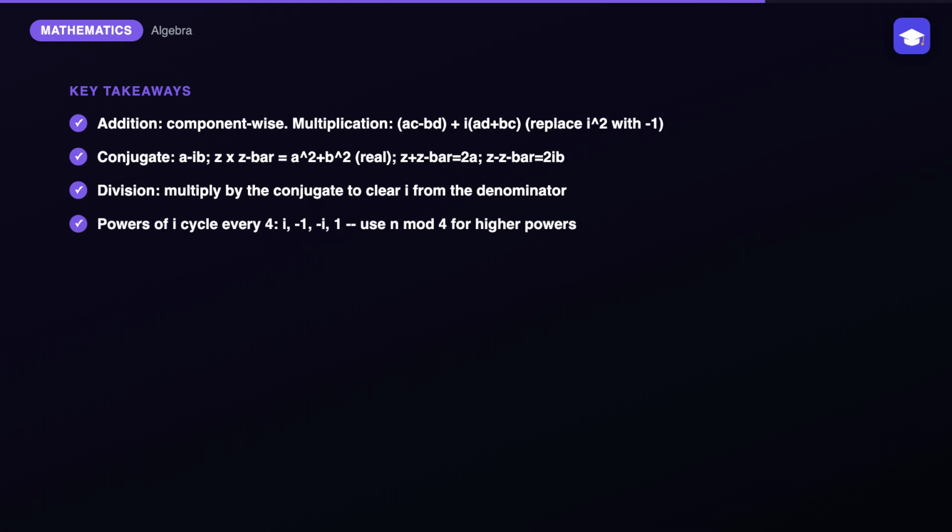Complex numbers add and subtract component-wise, while multiplication requires expanding and replacing i squared with -1, giving ac minus bd plus i times ad plus bc. The conjugate, flipping the imaginary part's sign, gives z times z bar equal to a squared plus b squared, always real, and is the key tool for dividing complex numbers by clearing i from the denominator. Powers of i cycle every 4 steps: i, -1, -i, 1, letting you quickly simplify any higher power using the remainder when divided by 4.